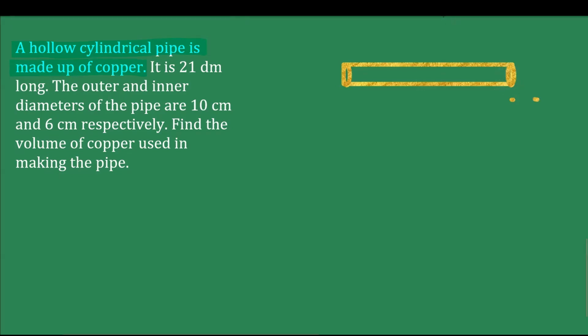Now check, we have been given the dimensions over here. It is 21 dm long, so the length here is 21, but the other units are in centimeters, so I'll write it as 210 centimeter. That is nothing but the length or the height. Further, we are also given the outer and inner diameters of this pipe. If the outer diameter is 10, the outer radius, capital R, is half of it, 5. And the inner radius, small r, is equal to 3 centimeter, as half of the diameter 6.